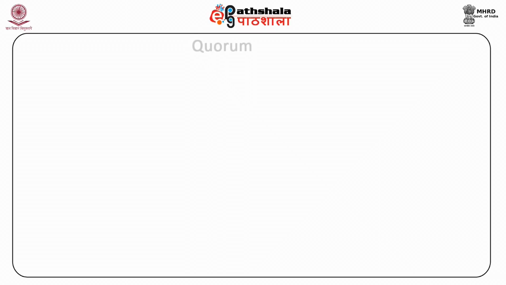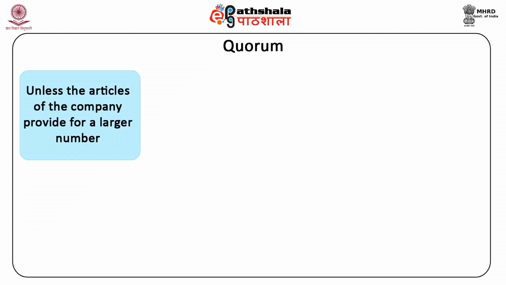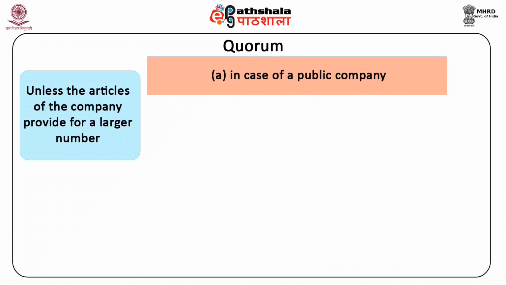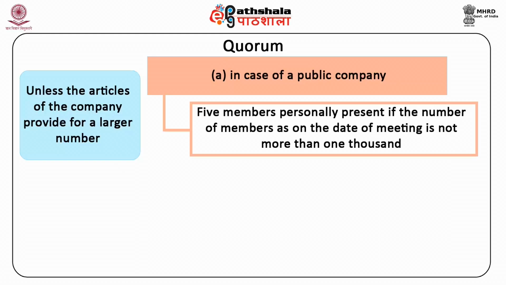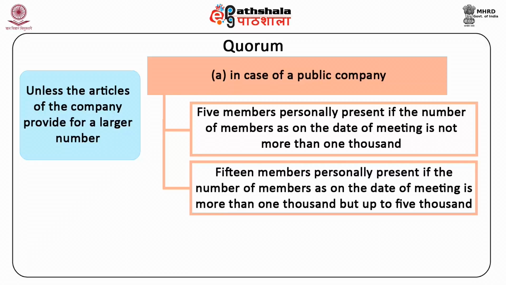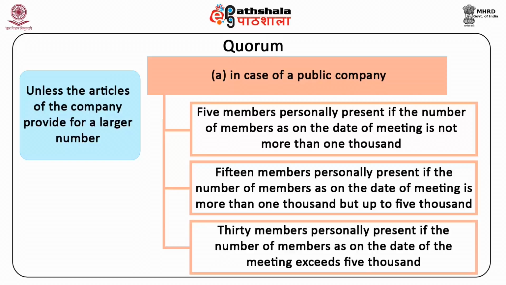Section 103, subsection 1 of the Companies Act provides that first, unless the articles of the company provide for a larger number: a. In case of a public company, 5 members personally present if the number of members as on the date of meeting is not more than 1000; 15 members personally present if the number of members as on the date of meeting is more than 1000 but up to 5000; 30 members personally present if the number of members as on the date of the meeting exceeds 5000.